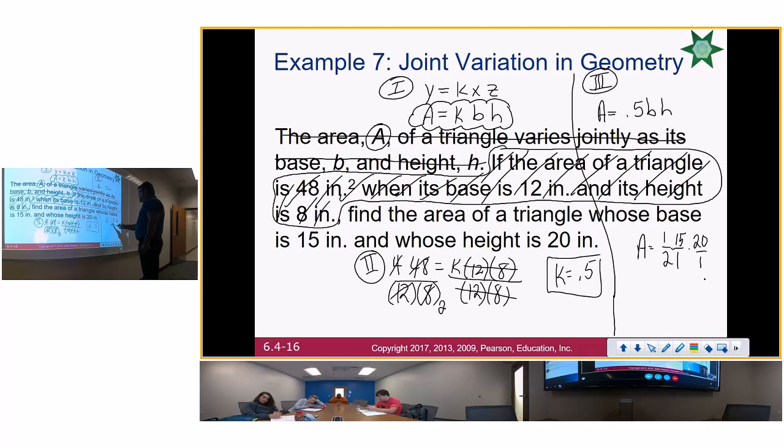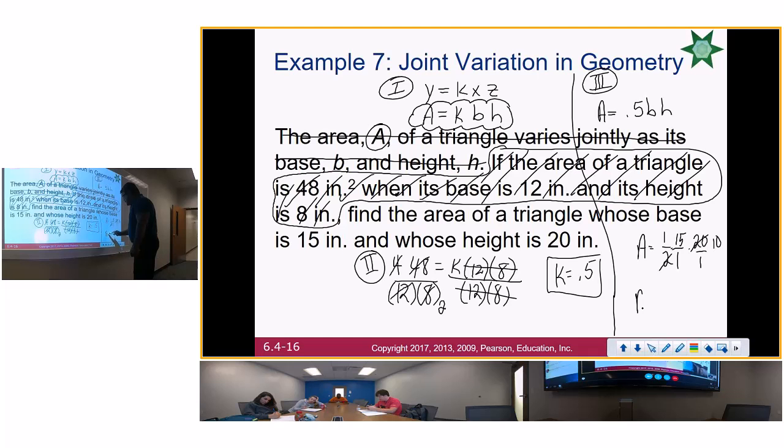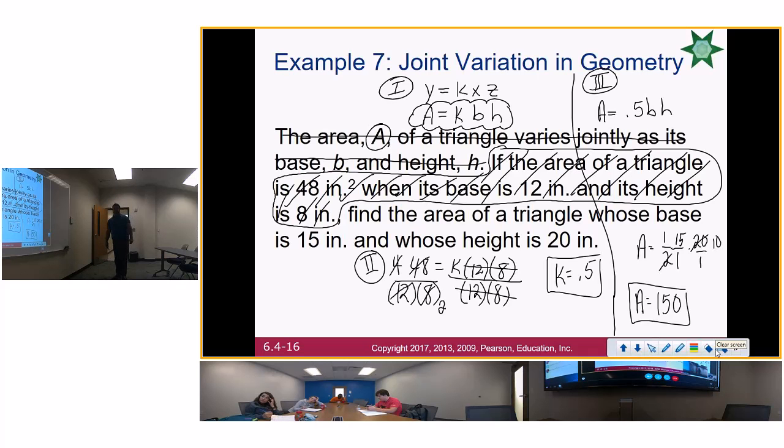And what happens to the 2 and the 20? 10, and most of us should be able to multiply 10 times 15 without a calculator. That should be 150. And I'm not going to ask you to check it on a calculator because you shouldn't have to. Everybody can multiply 10 times 15.